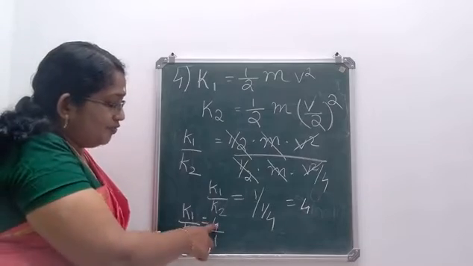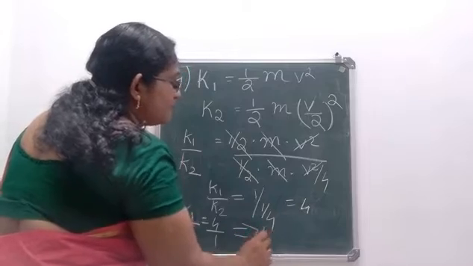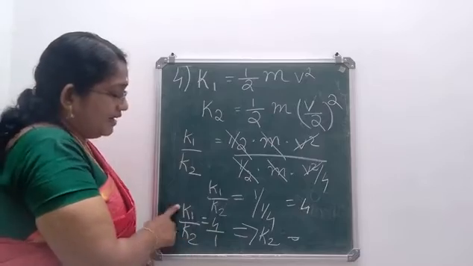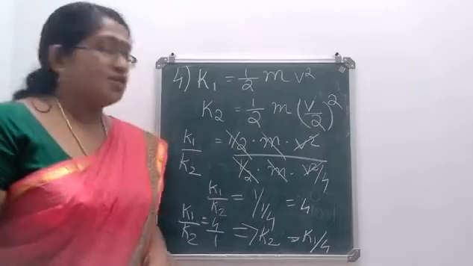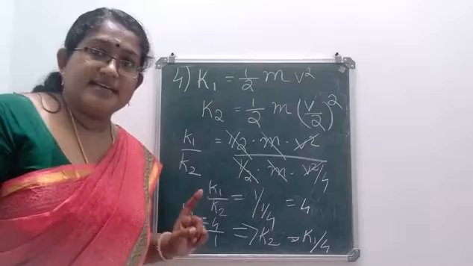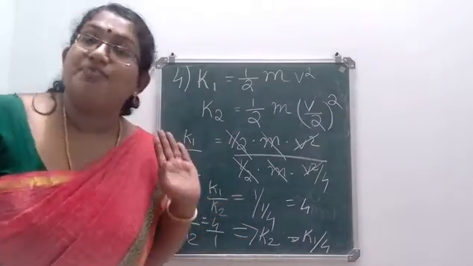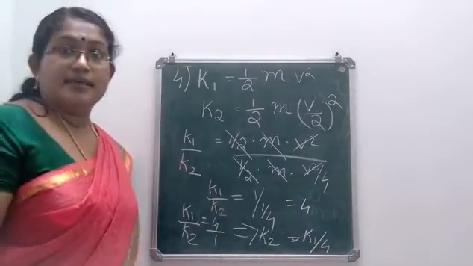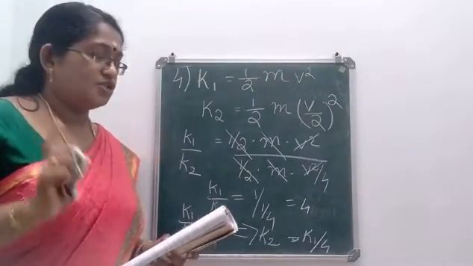So 4 will come here, K2 will go there. I need it in terms of K2. So K2 will go there and 4 will come here. 1 into K1, here it is K1. 4 will come to the denominator. So you should write till this, and after that one more sentence should be added. That is, when the speed is half, kinetic energy becomes 1/4. Clear? Now, next this should be copied into your book and it should be sent to me.